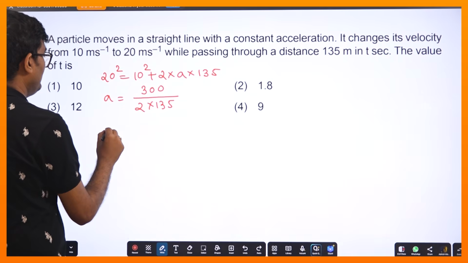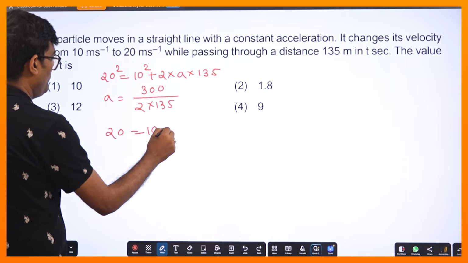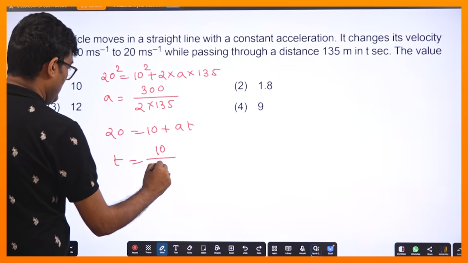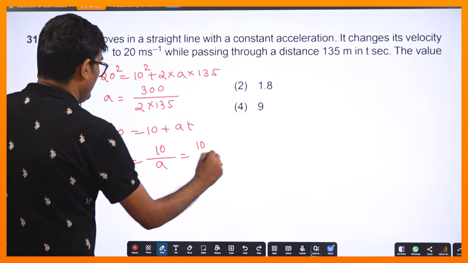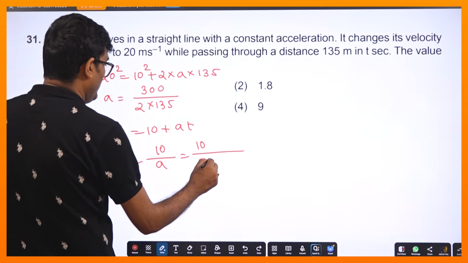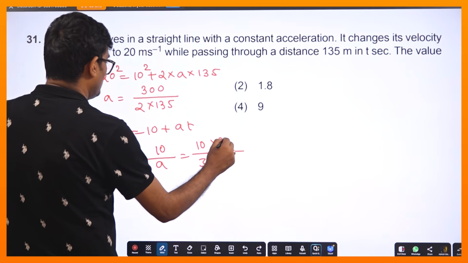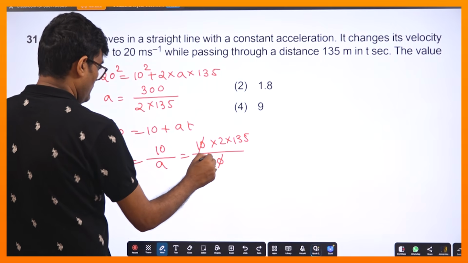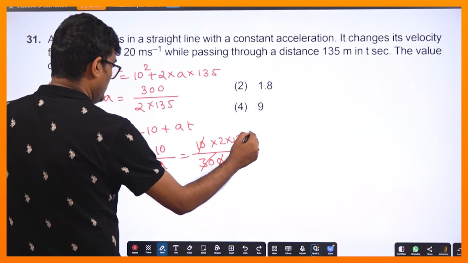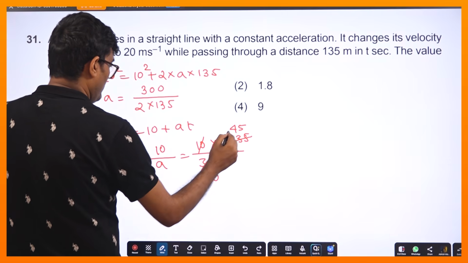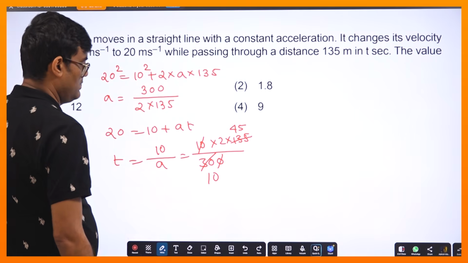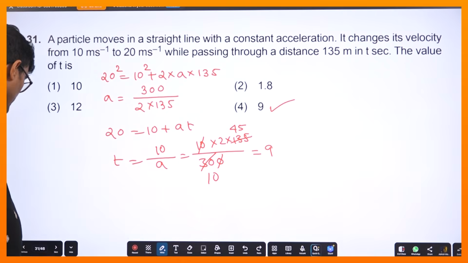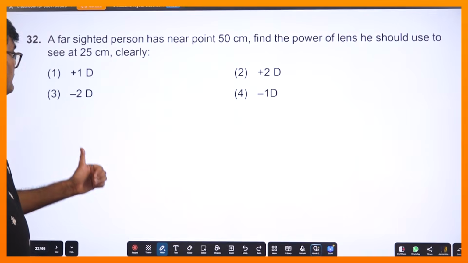And what is the time? I can say v equals u plus at. So the time is equal to 10 by a. Right? It's 10 by a, that is 300 by 2 into 135, 10 into 135 by 150. So it's 9. Option 4 is your correct choice for this question.